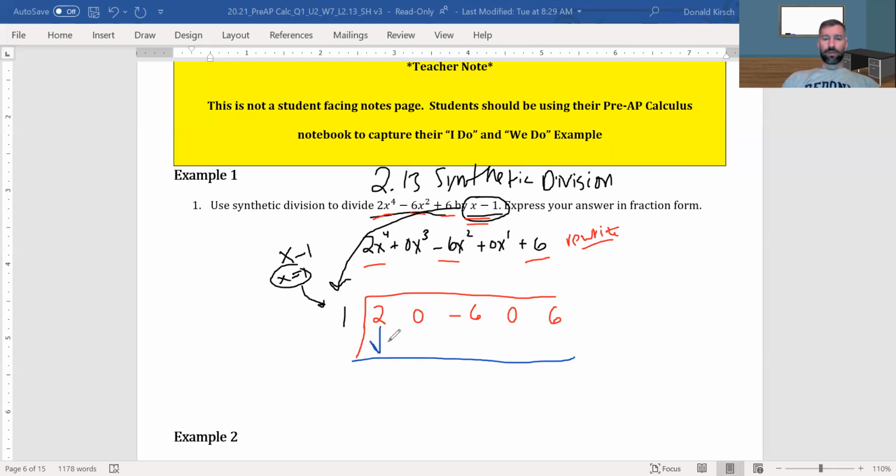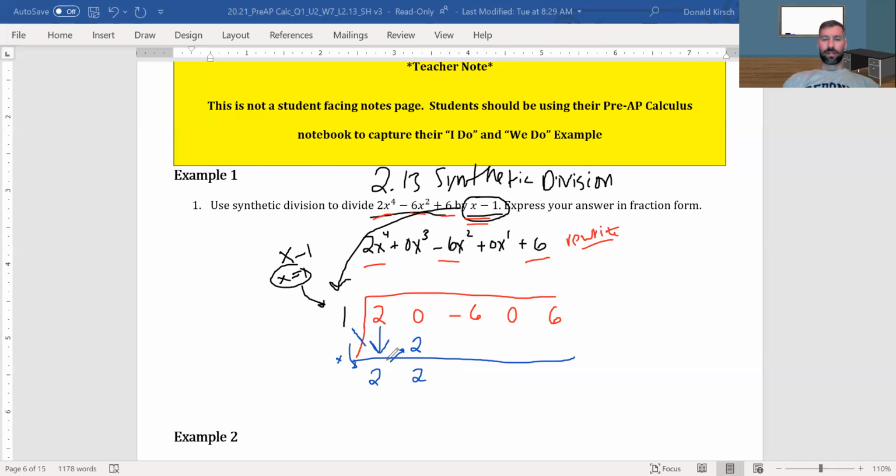Now the rule is that this 2 is always going to come down to start. Whatever that first number is, drop it straight down. The second thing that you're going to do is multiply that 1 on the outside times that 2, and you're going to write that right here. 1 times 2 is 2. And then you're going to add those 2 together to give you 2.